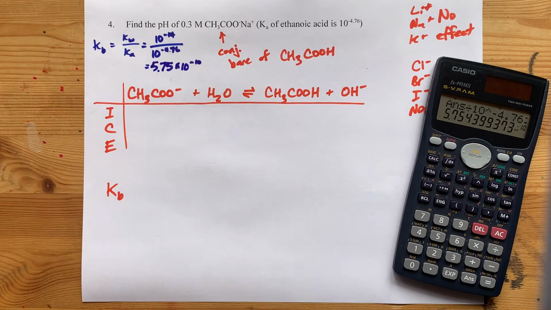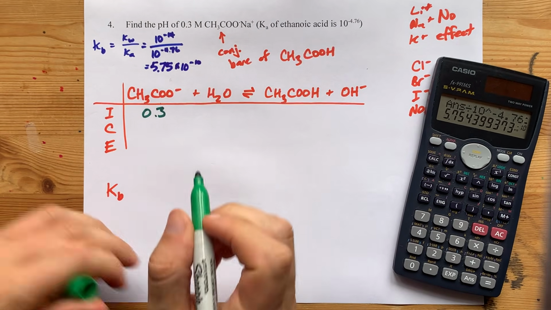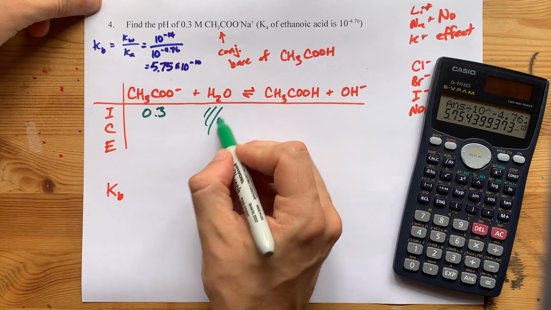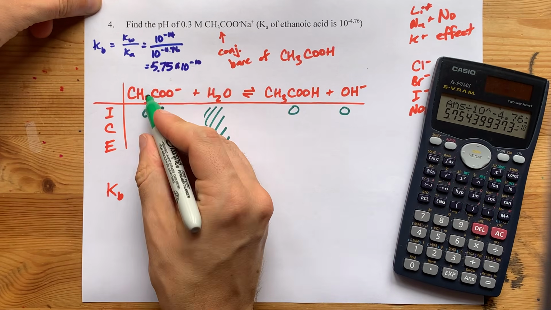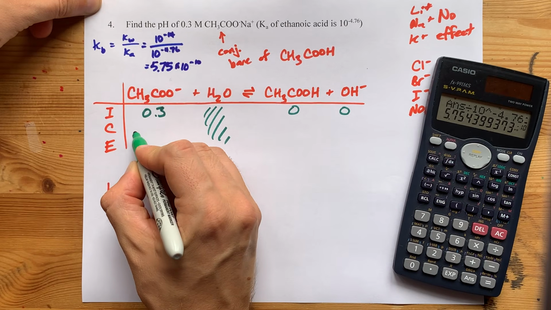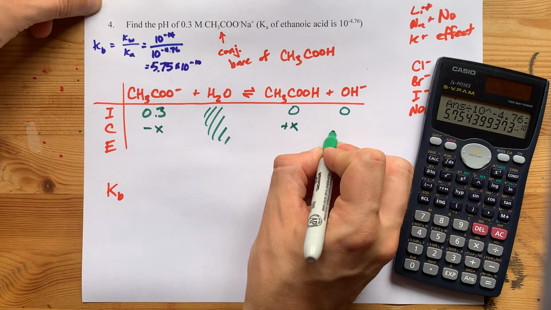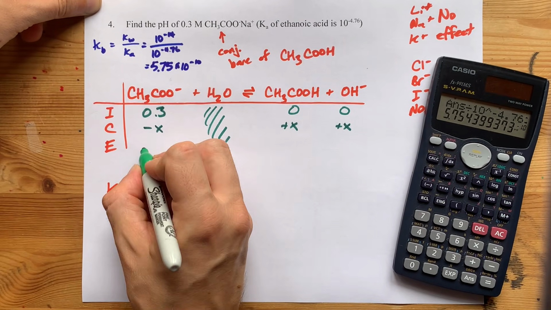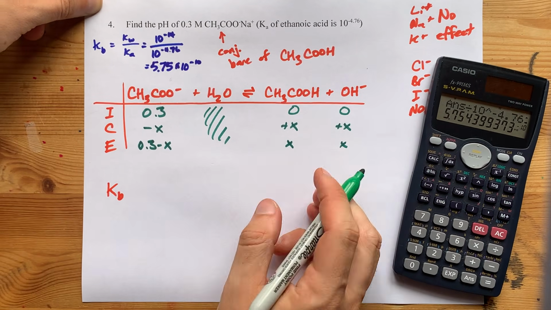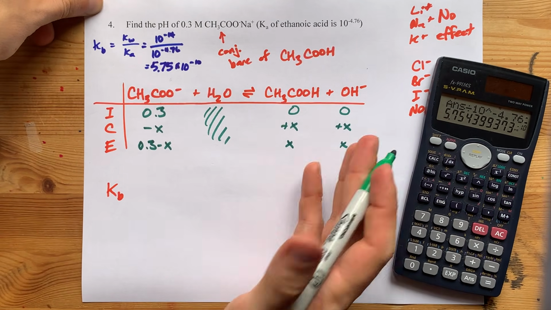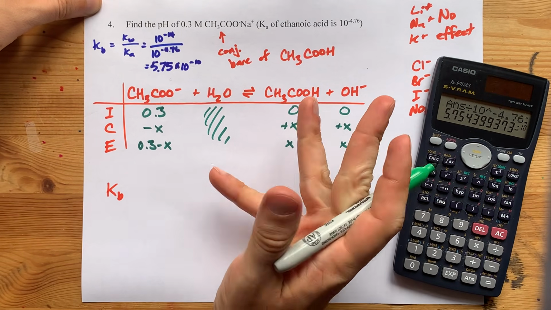Okay, let's not lose sight of what we're doing. We were given 0.3 moles per liter of this. H2O can be ignored, and we start with none of these. The change here is that we're losing some of this and gaining commensurate amounts of this. So it's 0.3 minus x, and x, and x. Have you seen that this is the third time we've gotten an ice table like this? Are you bored yet? I hope not, because chemistry is exciting.